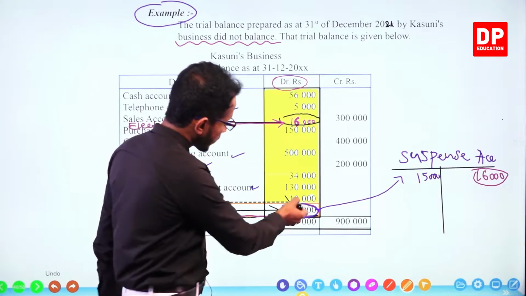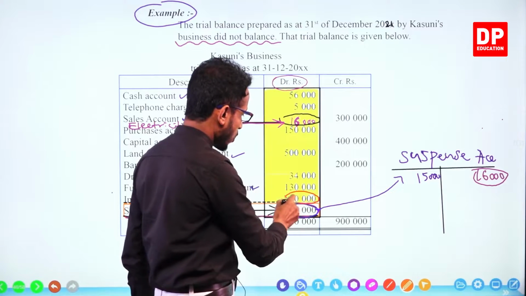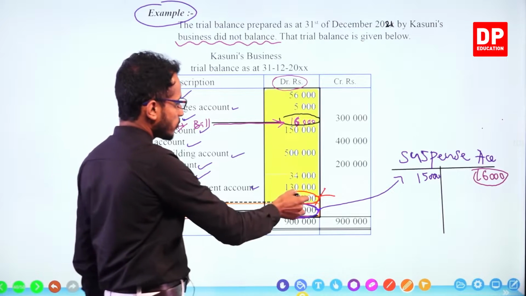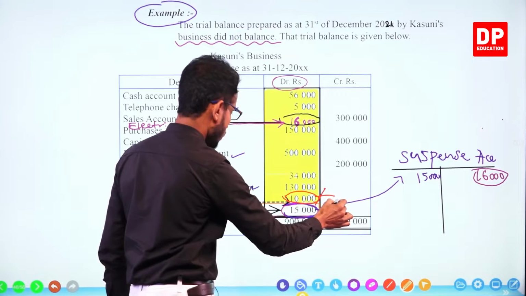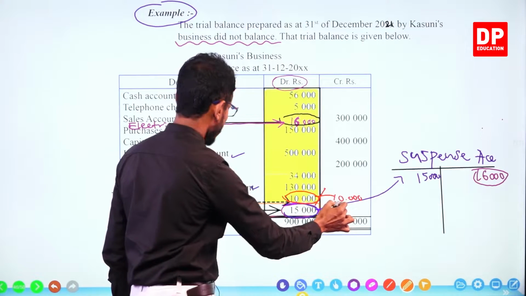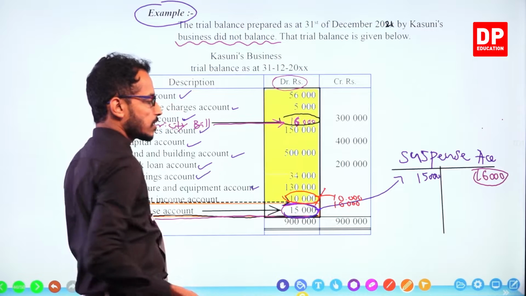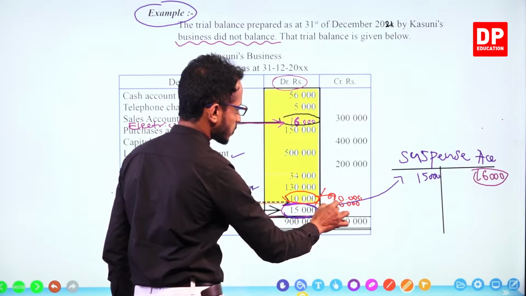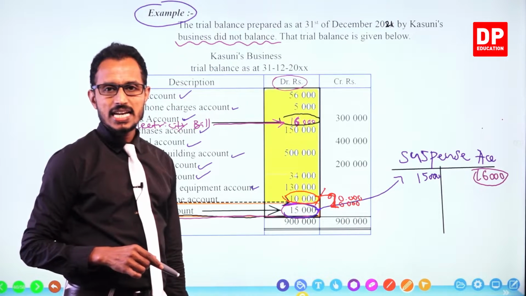Why? There's a 10,000 right here, and this 10,000 is already in the debit column. It's wrong. And to cancel this 10,000 off, you must credit 10,000, and again for the interest income account balance to remain, credit another 10,000. So altogether 20,000 should be credited.